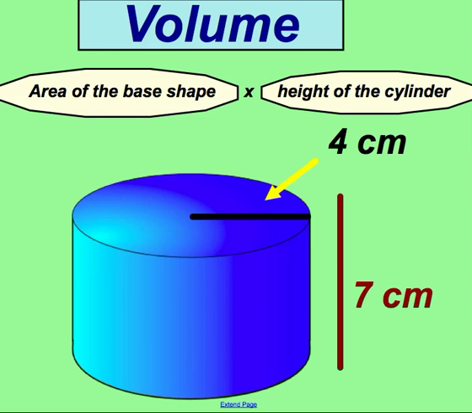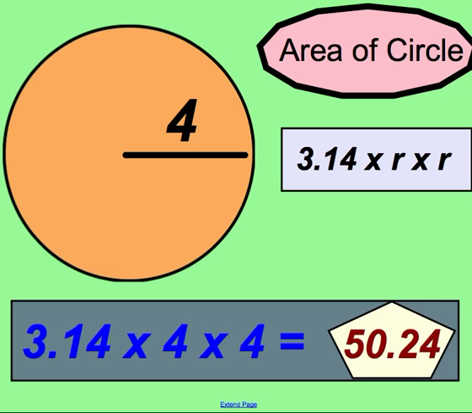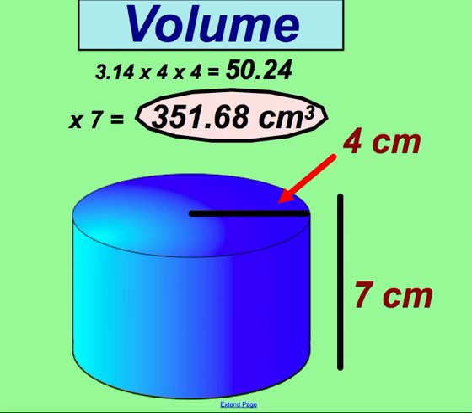In this example, the radius of the circle was 4. Why this is important is that the area of a circle was found by taking pi r squared. Simplified, that means pi times the radius times the radius. If the radius in this example was 4, then pi times 4 times 4 gives us 50.24. We then take that area of the circle and multiply it by the distance from circle to circle, which is 7, and my volume comes out to be 351.68 centimeters cubed.